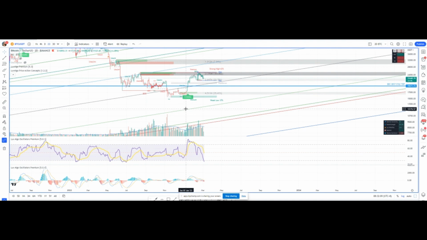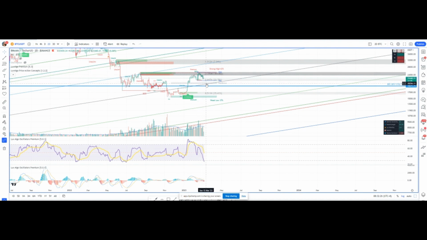I know there was a lot of talk in different forums that we're going down to 10,000 or 12,000 for the Bitcoin price, which would have been the next support line. But it looks like here we had almost like that double bottom, broke above here.